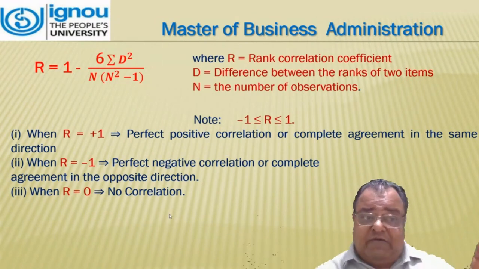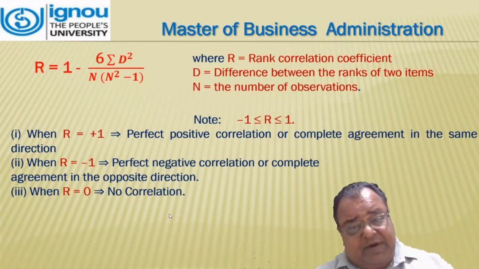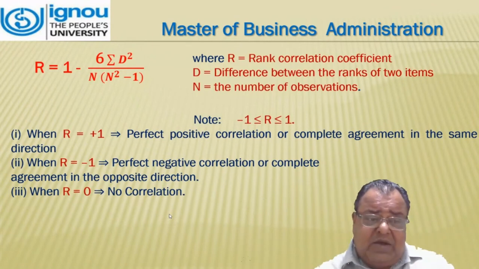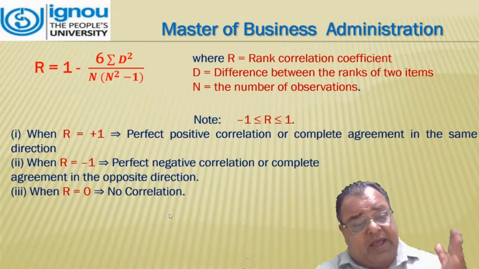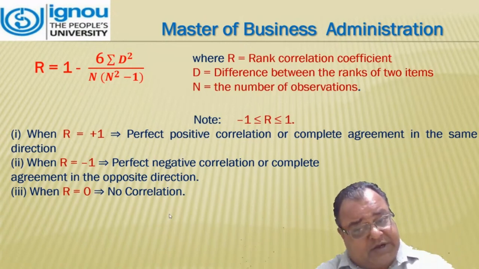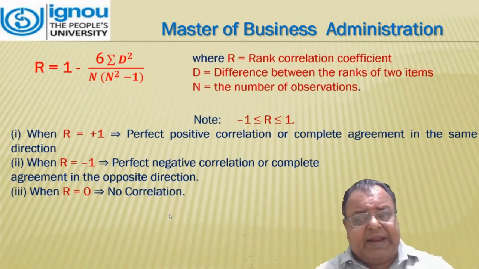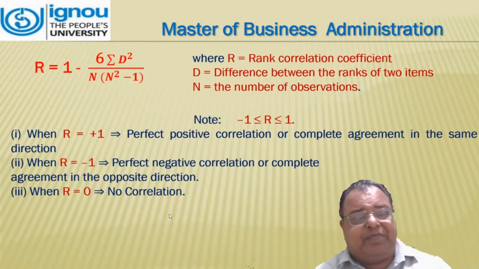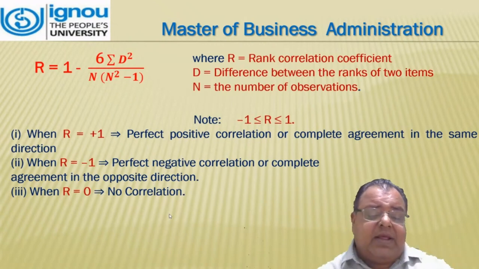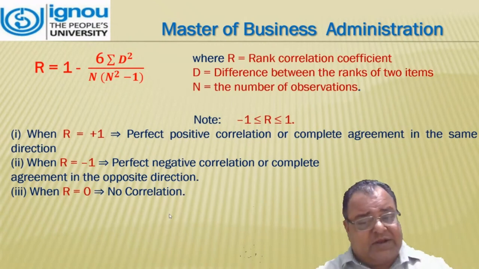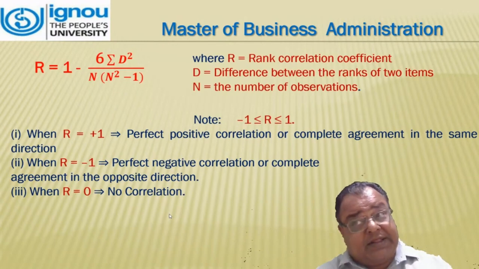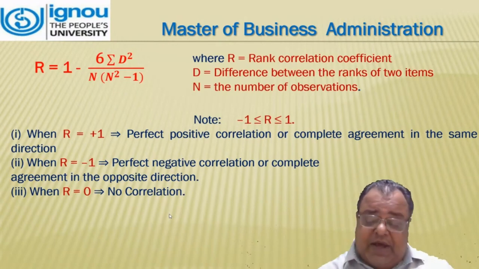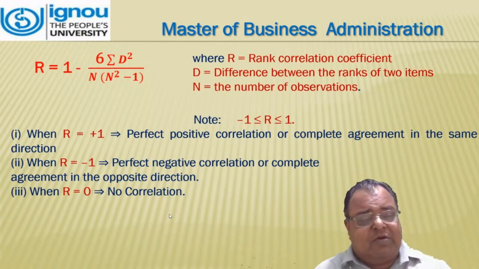Again, the value of this R will also lie between -1 and +1. If R is equal to +1, there is a perfect positive correlation or complete agreement in the same direction, because this is related to judgment. R equal to -1 means perfect negative correlation or complete agreement in the opposite direction. And if R is equal to 0, there is no correlation.